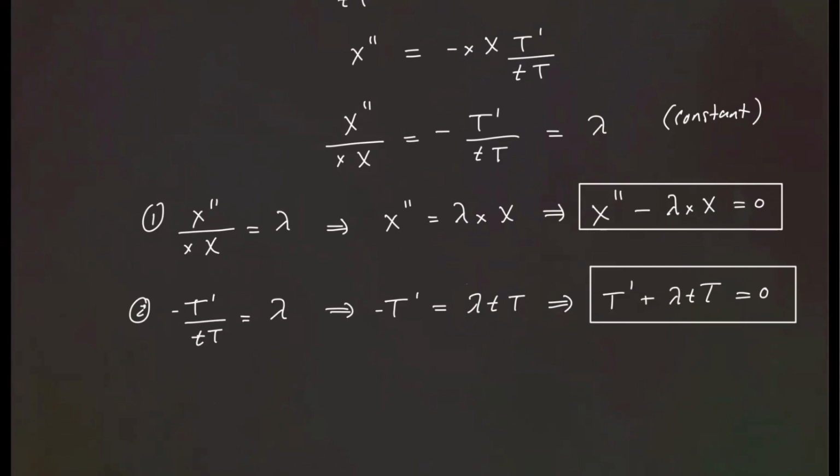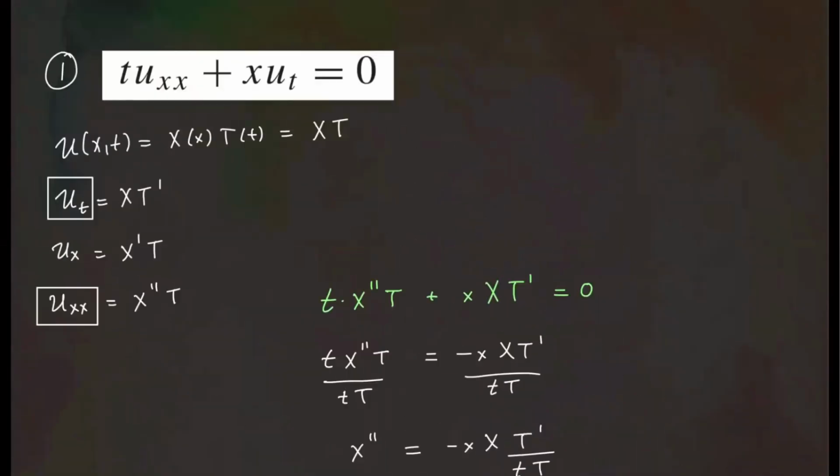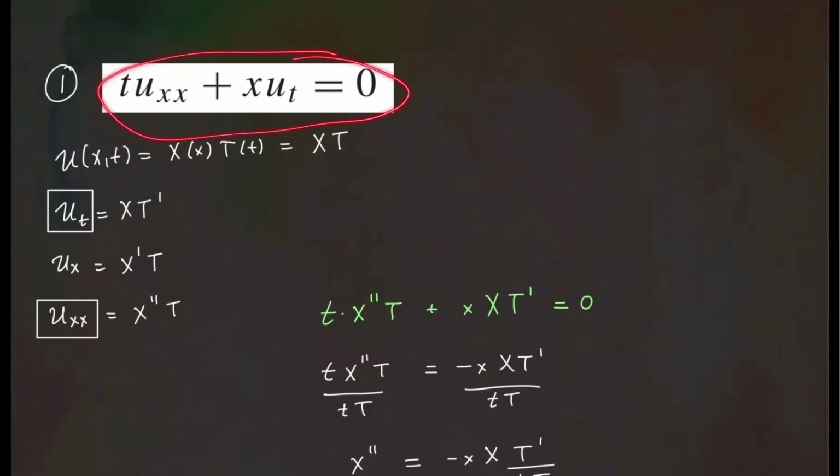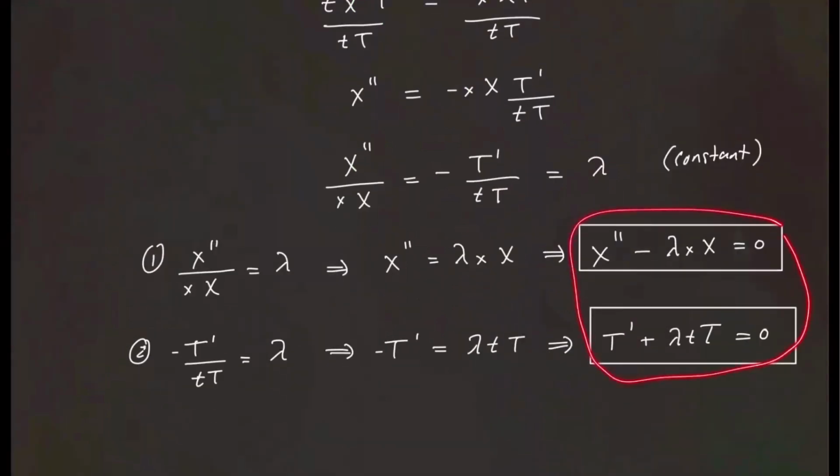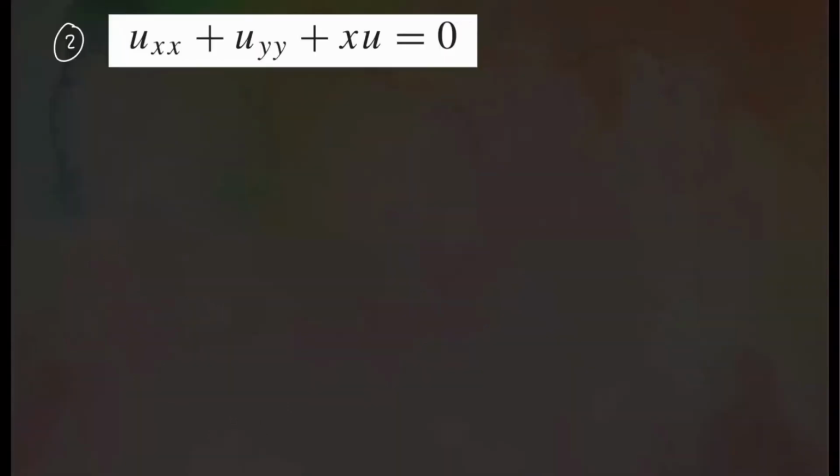So we have used the separation of variables to express this partial differential equation into two ordinary differential equations. All right, here's our next equation. We're again going to use the separation of variables to express this partial differential equation into two ordinary differential equations. So please go ahead and try it on your own first. Then I'll show you how to do it so you can check.